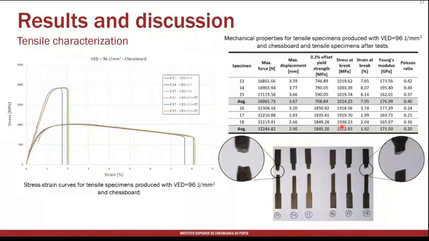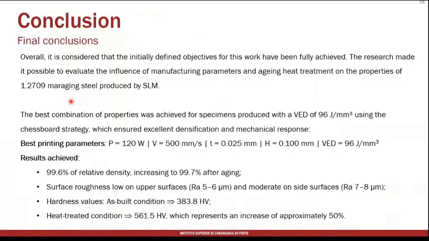But the best results were obtained by a VED of 96 for the fastboard, in which we have much higher stresses at break. We have an increase of almost 100% between before and after heat treatment, but at the expense of a reduction of the ductility of the specimen. And here we can conclude this work.